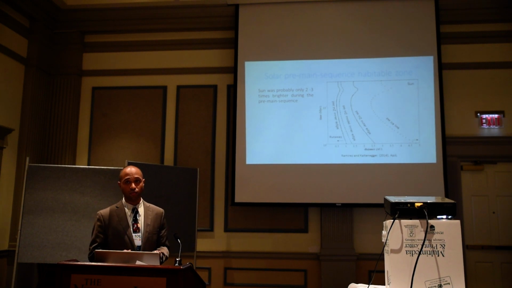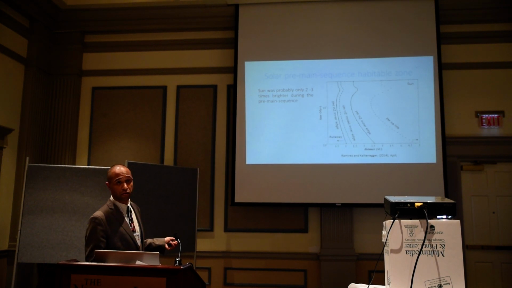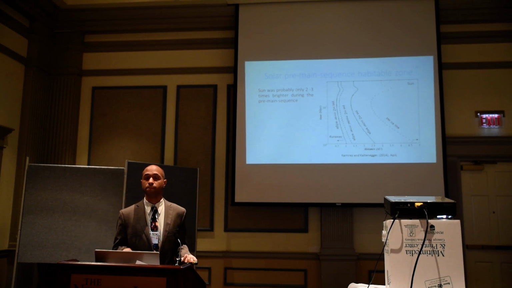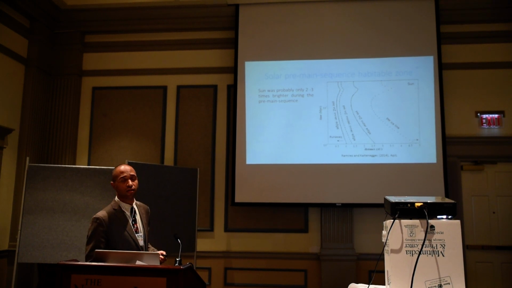Now, because the sun was probably only about 2 or 3 times brighter during the pre-main sequence, if we were to plot habitable zone boundaries for the sun, maybe a million-year-old sun would have an outer edge of about 2.5 AU or so. And then if you were to run this in time up until it achieves the main sequence, right here is about where the main sequence starts.